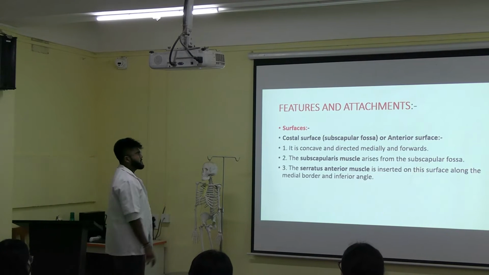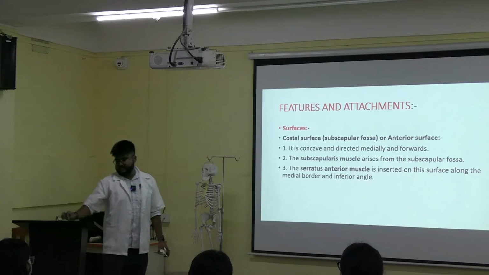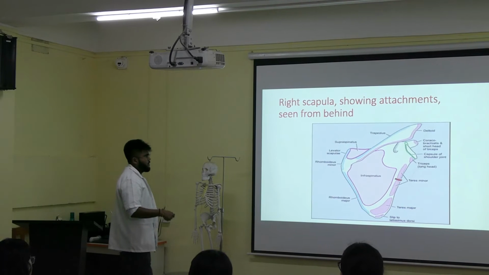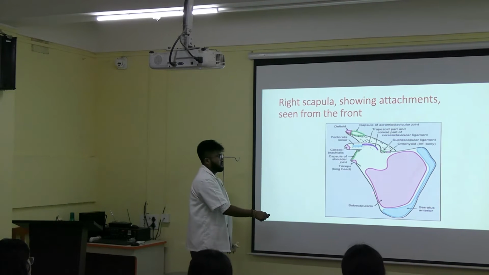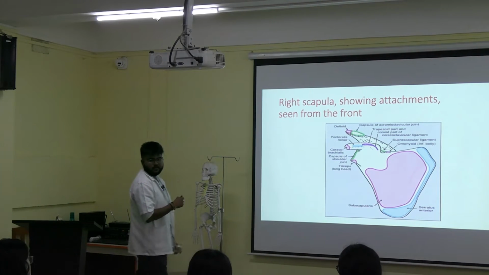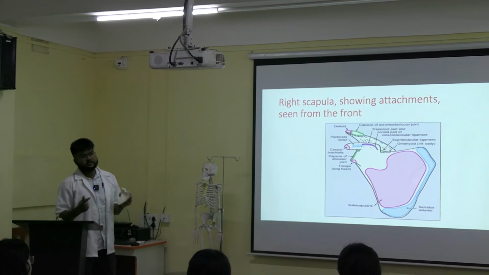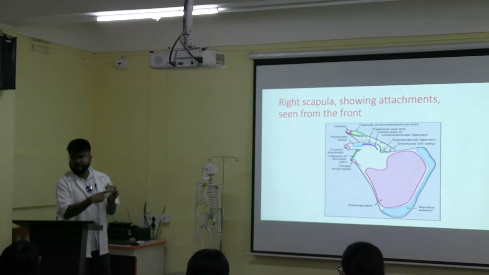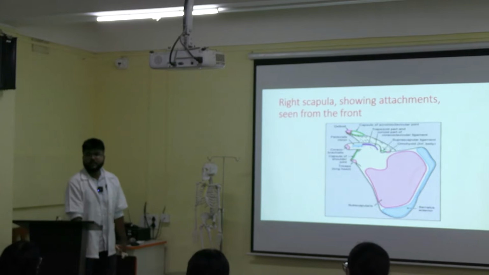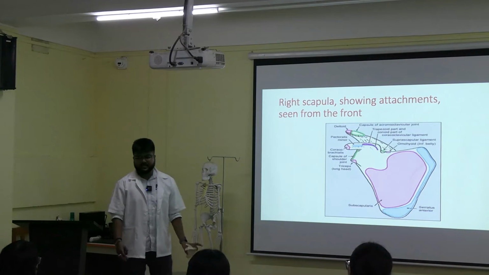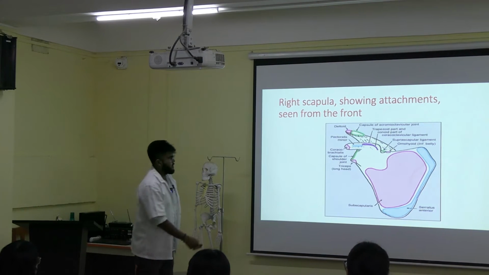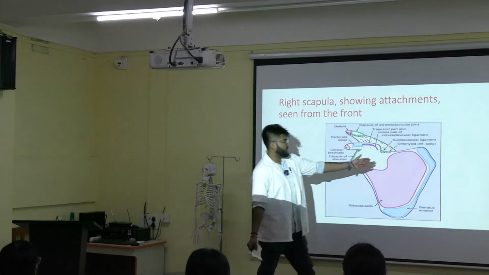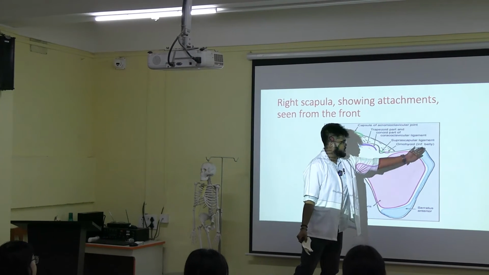Here the subscapularis muscle is attached. One big muscle is attached here, called the subscapularis muscle. So first, in the anterior surface, the subscapular fossa is present, and here the subscapularis muscle is attached. And this is mainly which border? Which border is this?